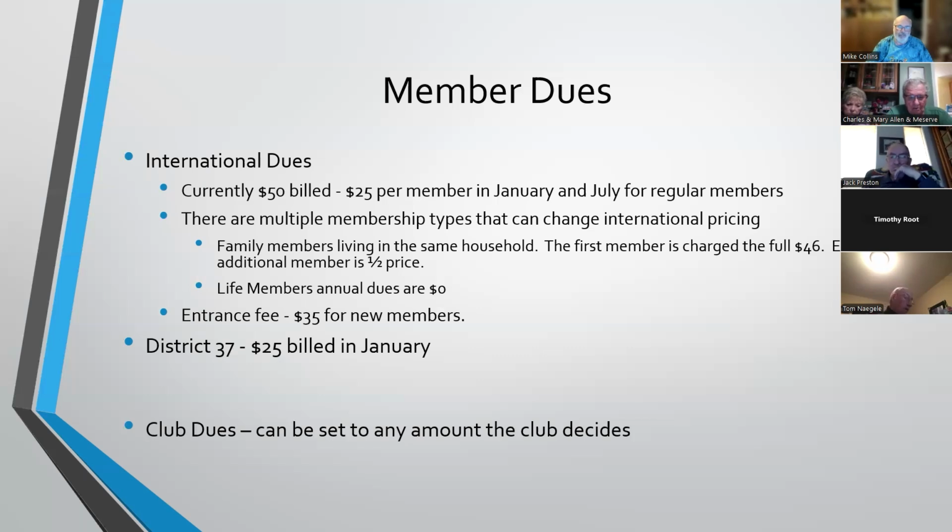For quite a while after the pandemic, they dropped the entrance fee, but now it's back. So you get a new member, you're going to get billed for $35. International bills you on a percentage of how many months are left. There's a spreadsheet or a document on the international site that explains that. They prorate based on the time of the year that somebody joins. So if you put a new member on July 1, they're going to be billed the full $50. But if they join in September, you bill less than that.